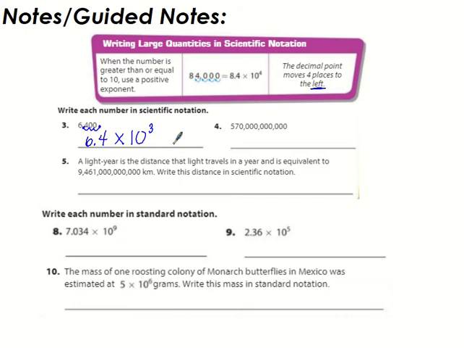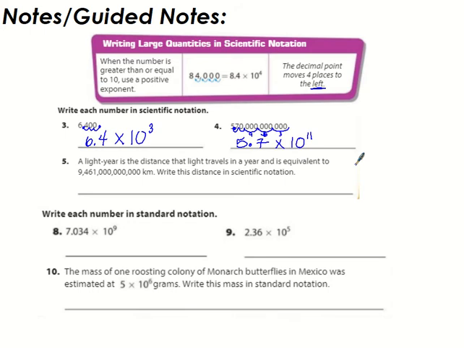So let's look at number 4. I need to move it 1, 2, 3, 4, 5, 6, 7, 8, 9, and then 10, 11. So I get 5.7 times 10 to the 11th. It is not just how many zeros there are. That is not the rule. I need my number to be between 10, less than 10, and 1 or bigger. Okay, it has to be less than 10.